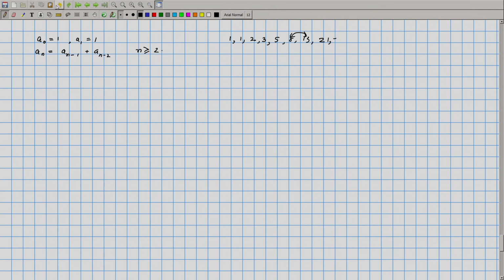So, let us see how we can do this via generating functions. The method is identical to the one that we had looked at earlier. We look at the main recurrence relation, which says a_n is equal to a_(n-1) plus a_(n-2). So, multiply both sides by x raised to n.